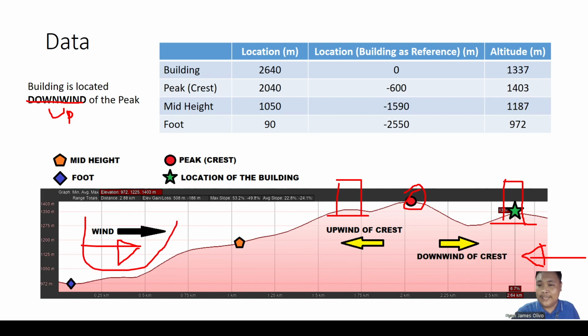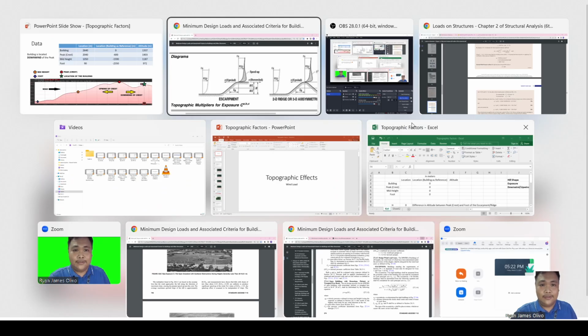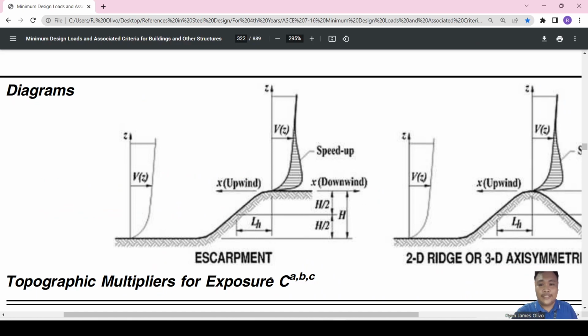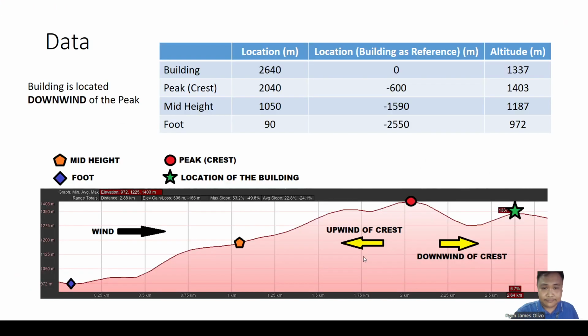But when we consider the wind here, it conforms with the escarpment, because this is the upwind and this is the downwind. Then our building is considered as downwind. This is important because it has factors later. So let's try solving how we get the topographic factor.